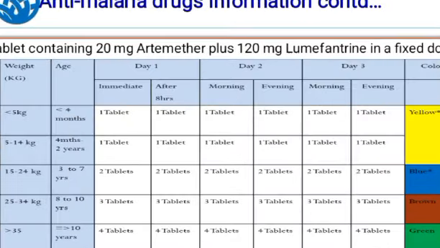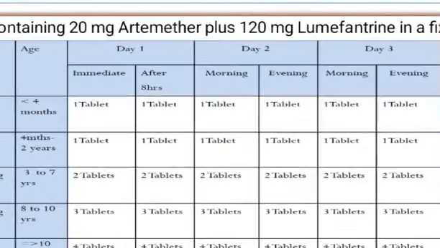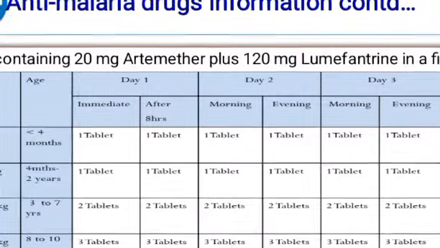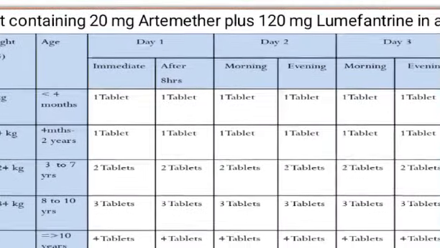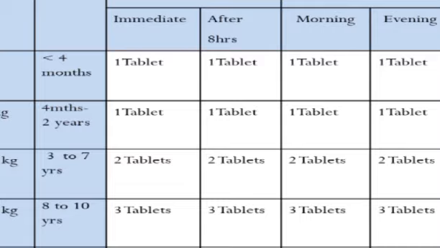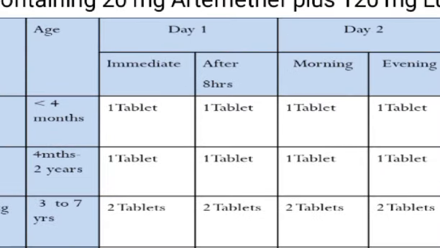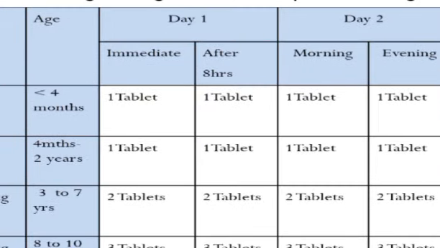Anti-malaria drug information. Artemether-lumefantrine, or AL, is a fixed-dose tablet containing 20 milligram artemether plus 120 milligram lumefantrine. Weight per kg and age. For weight less than 5 kilogram, age less than 4 months: Day 1 immediate, 1 tablet.